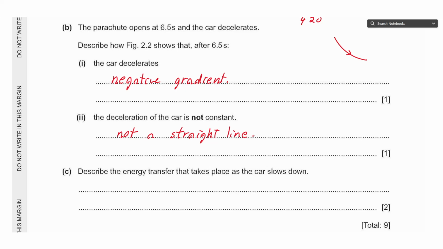Part C says describe the energy transfer that takes place as the car slows down. So a moving object has kinetic energy, and as it slows down, the kinetic energy is converted into something else. So we start with kinetic energy and we say that is converted to, in this case, we have the air resistance from the parachute, and air resistance is a form of friction, and friction generates heat energy or thermal energy.